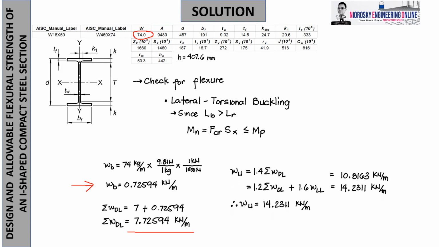So the live load as specified is 3.1, and then you will get this following. So again, the principle of load combination, the larger value will prevail, which is the 14.2311 prevails. So therefore, we will use W sub U of 14.2311.